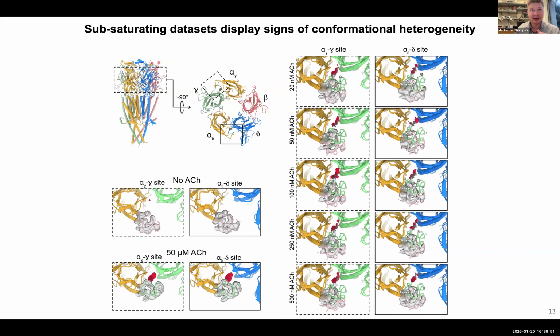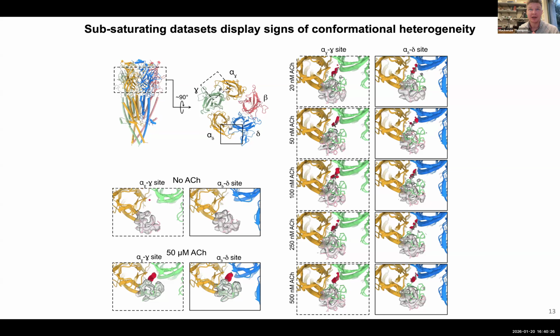What was immediately evident is that in the absence of agonist, we got an uncapped loop C and no density for the bound agonist. At saturating concentrations, loop C would cap inwards around the agonist and you would get density. But for all of the subsaturating concentrations, we got very heterogeneous density in the binding sites, which was exactly what we were looking for. This is very indicative of a conformational ensemble, with many different conformations being averaged around this binding site.